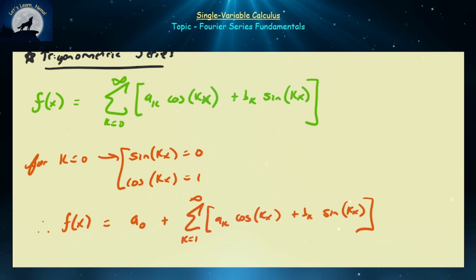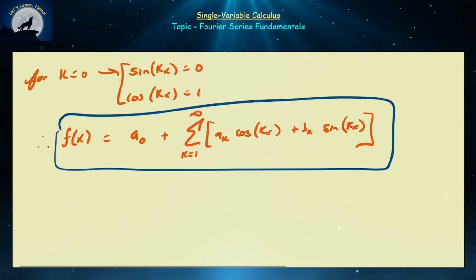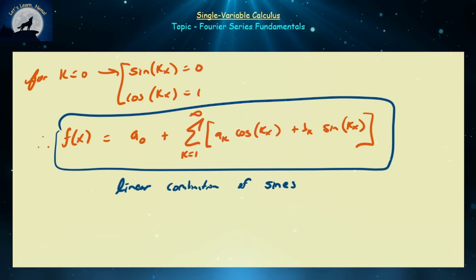Right? So this is going to be the representation that we seek to build for functions. This is just a linear combination of sines and cosines. In particular, it's a linear combination of bounded periodic functions.